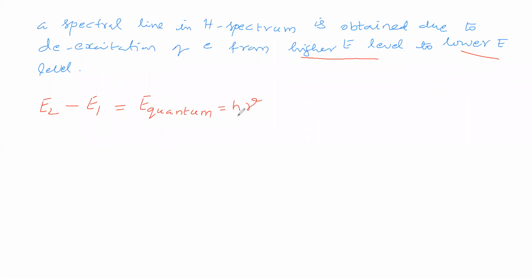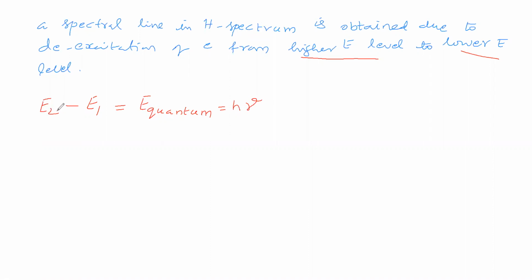That means Niels Bohr was considering Planck's quantum theory. Otherwise, how could he take h nu? H nu is given by Planck's quantum theory. So Niels Bohr considered Planck's quantum theory, and the hydrogen spectrum is the experiment. He considered the hydrogen spectrum, then he is explaining this. Okay, now we will substitute this higher energy level.